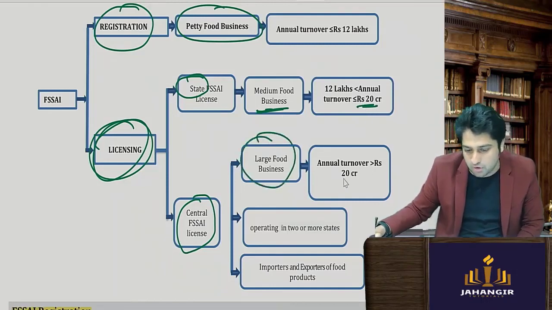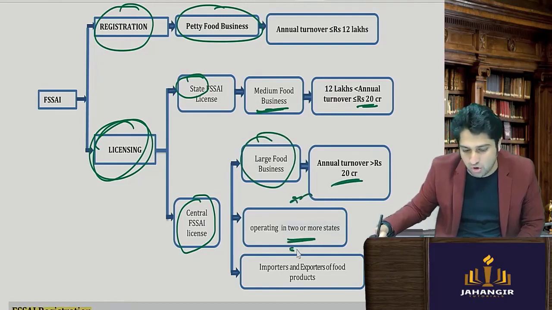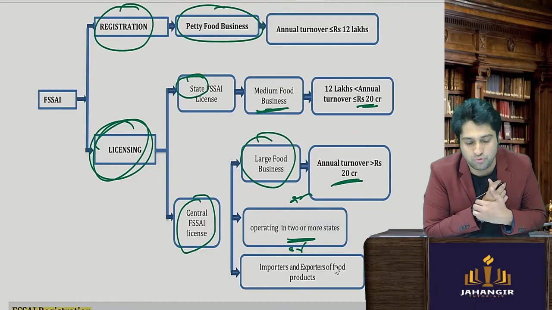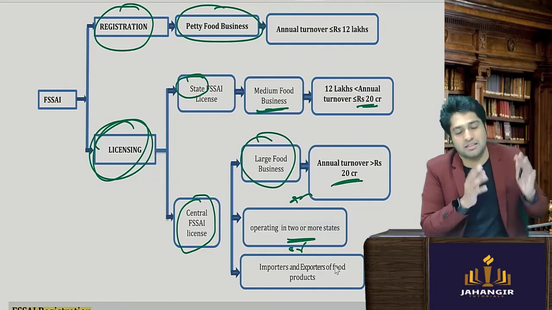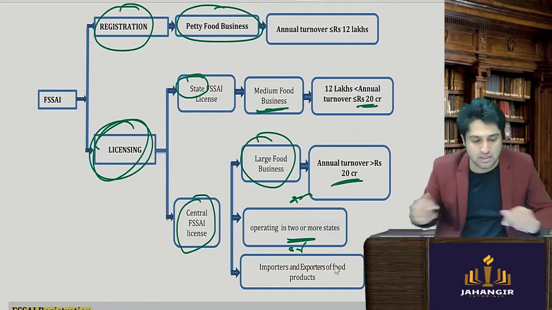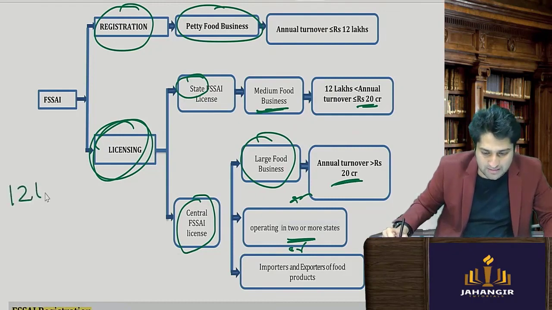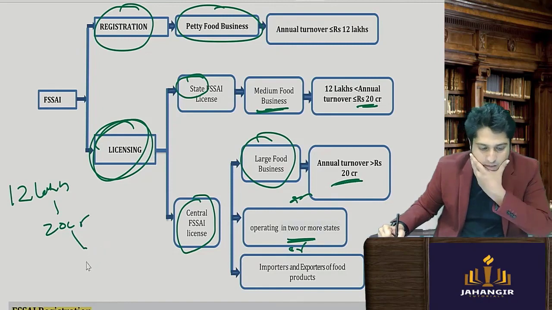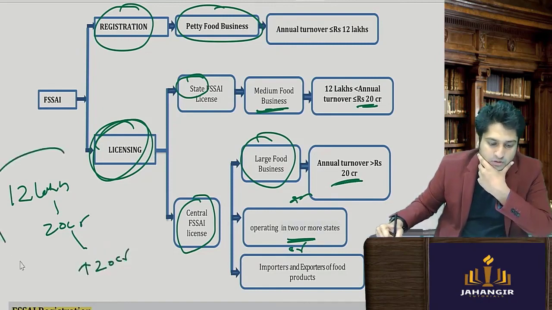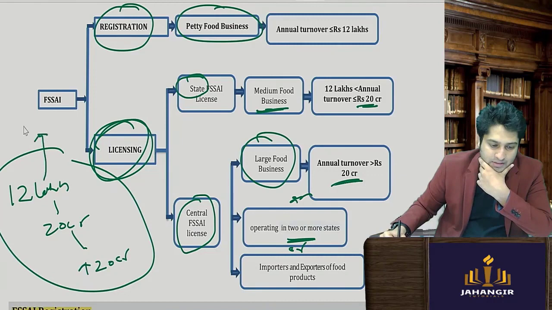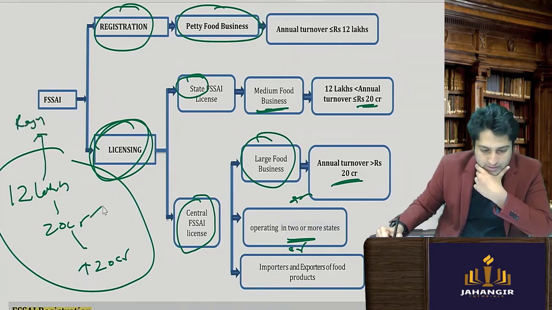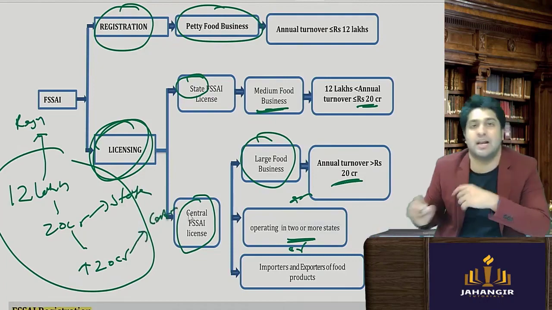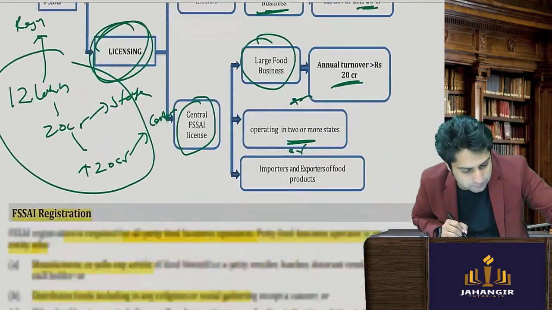Large if you're above 20 crores, you're operating in two or more states, or you're an importer or exporter of food products. So you have to sit and learn. Registration is for small, up to 12 lakhs. So we can make this 12 lakhs, then 20 crores, and then we have above 20 crores. Very simple. For this you will get registration. Here you will take it from the state, and from here you will take the central license. Clear till here?